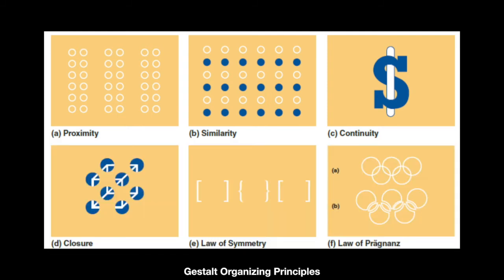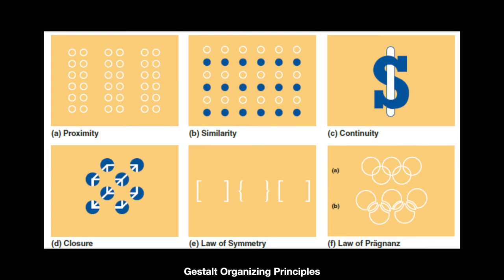Okay, next, closure. We tend to perceptually close up or complete objects that are not in fact complete. So we perceive this collection of parts as a cube, even though it is an incomplete figure. We close the gap in our mind, but in the physical world, there are no lines.